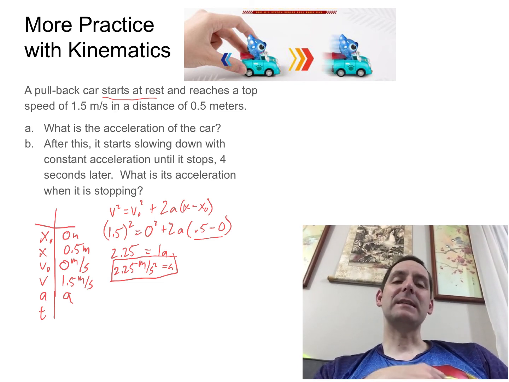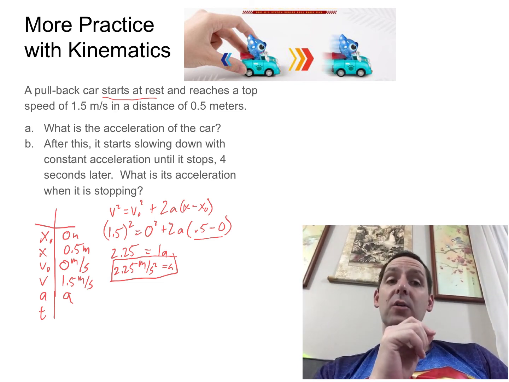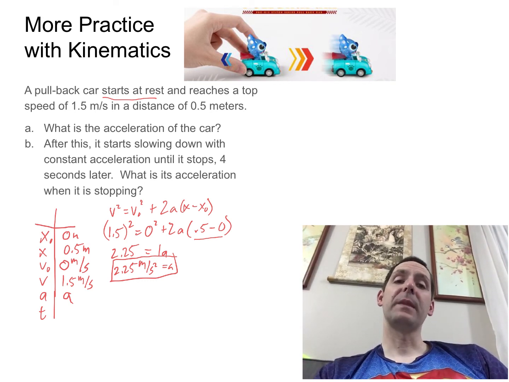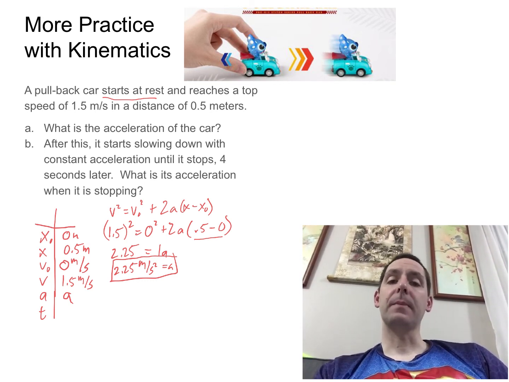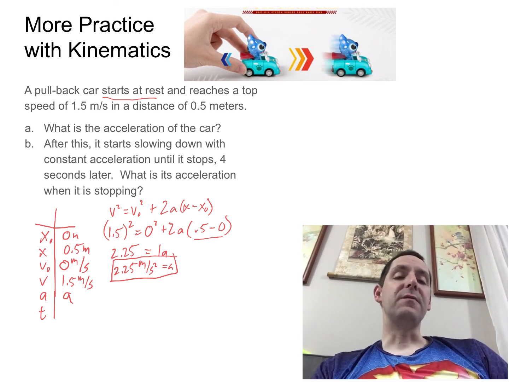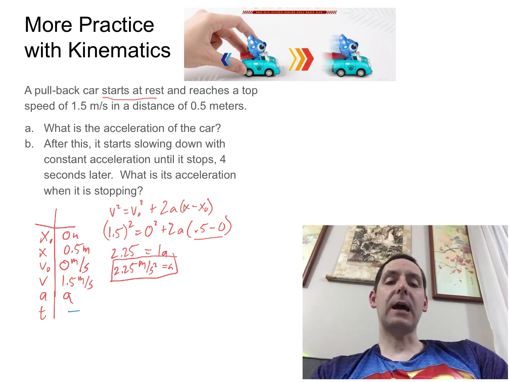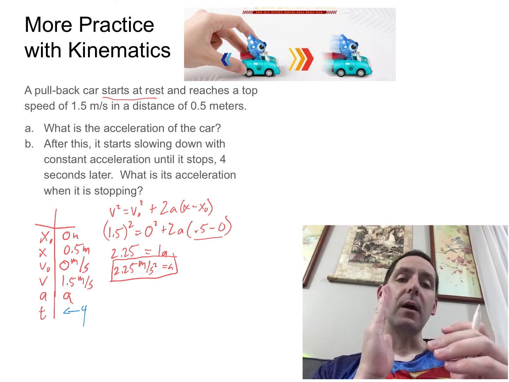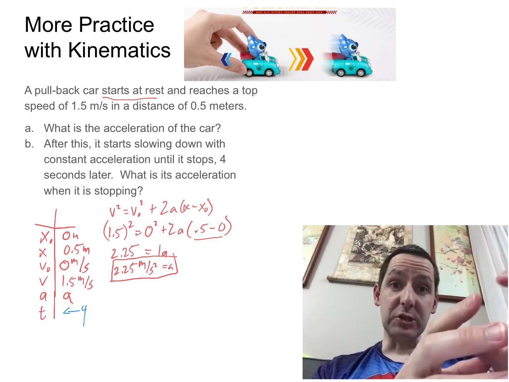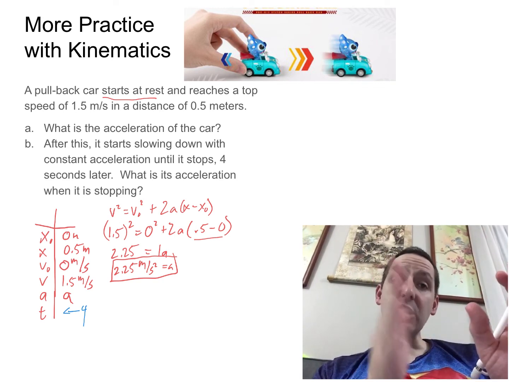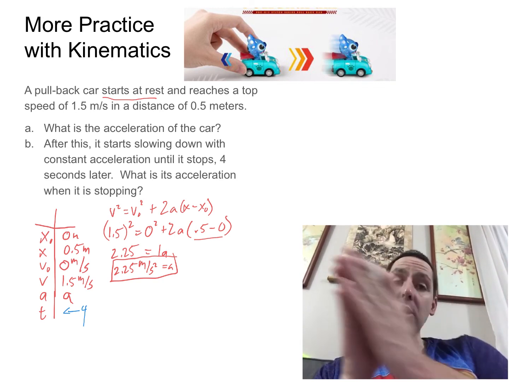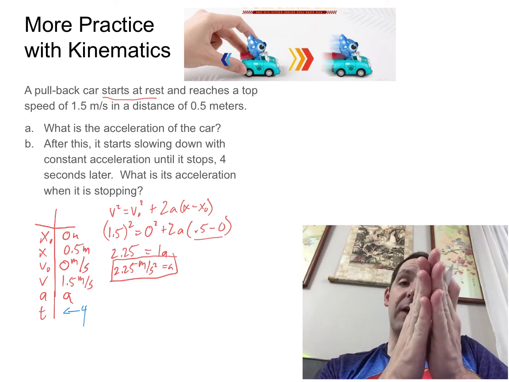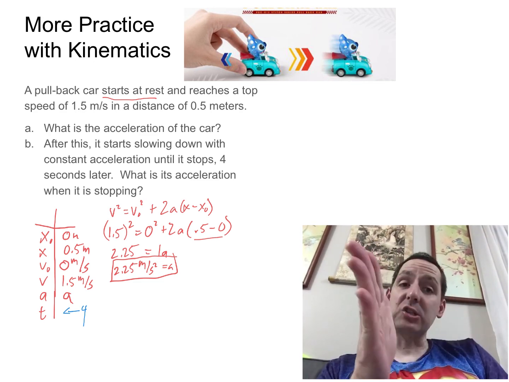All right, this says, after this, it starts slowing down with constant acceleration until it stops 4 seconds later. What is the acceleration when it's stopping? Now, be careful here. It's very, very tempting to say, oh, times 4. But this 4 seconds is from after what we were just talking about. So this is starting at that 0.5 meters. So it started over here, it sped up, got to 0.5 meters. Now it's going to start slowing down.